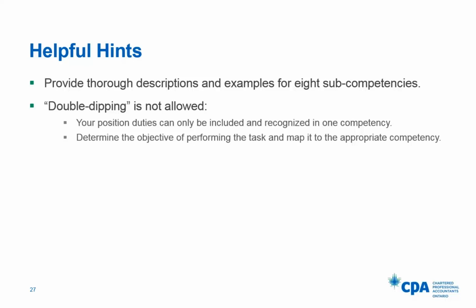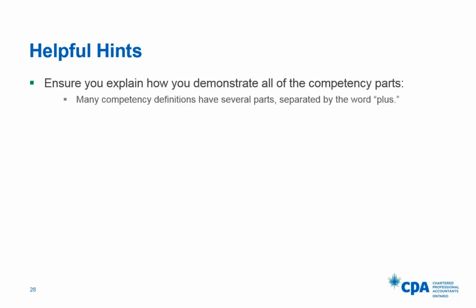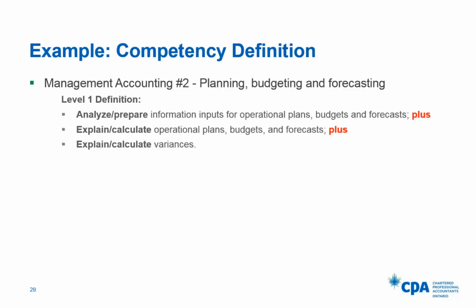Another helpful hint is that many times the competency itself, the requirement for demonstrating it, has multiple parts. They've got the word plus to separate these parts, and you want to make sure you're hitting all those parts. So I have an example for you here. Management accounting number 2, competency number 2, is about planning, budgeting, and forecasting.